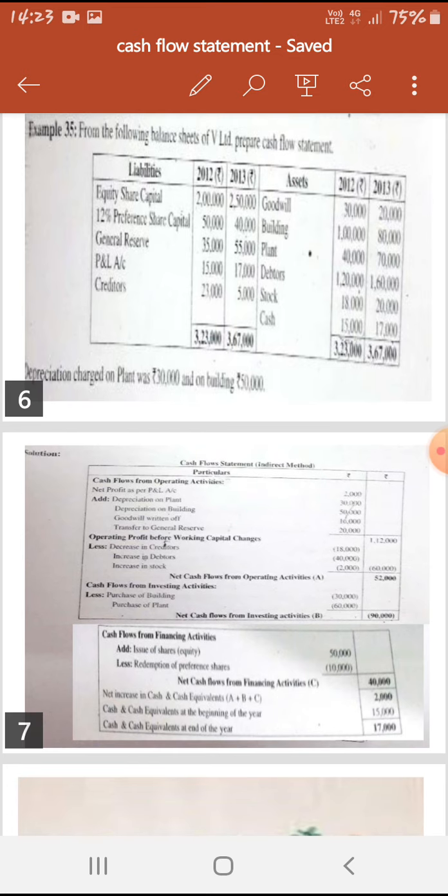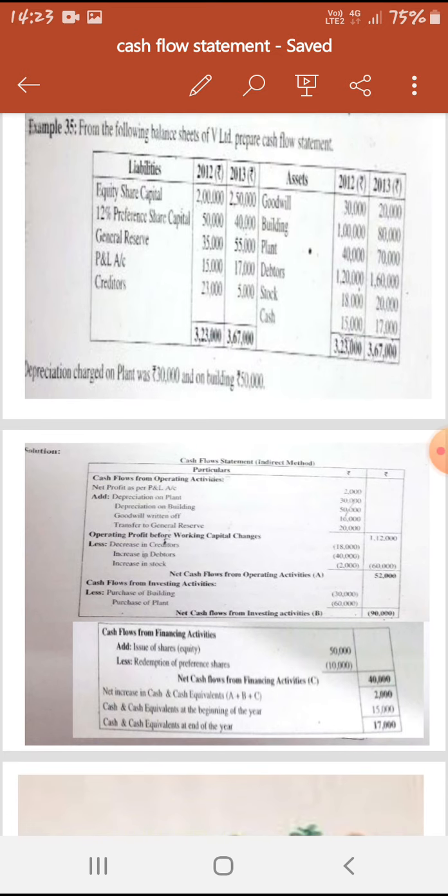Now cash flow from financing activities. In this we have added issue of shares, that is from 2 lakh to 2,50,000, increased by 50,000, and less redemption of preference shares, that is from 50,000 reduced to 40,000, that is 10,000 reduced. Now the total is 40,000. We will add A, B and C. The total will be 2,000.